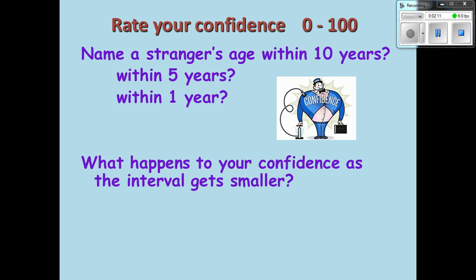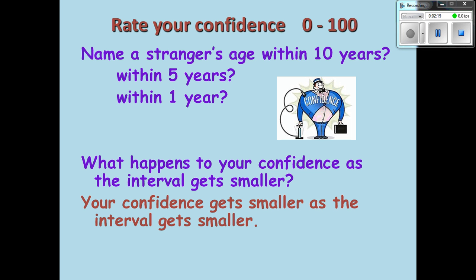So basically, as the interval gets smaller, to be within 1 year, I'd probably be less confident than if I could name someone's age within 10 years. So that's exactly what happens with confidence intervals. The confidence gets smaller as the interval gets smaller. Again, it's this give and take: how wide of an interval do you want, but then again, how confident do you need to be?